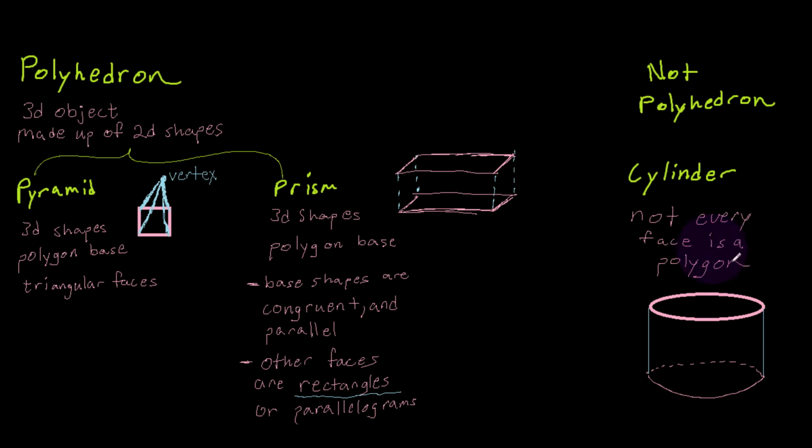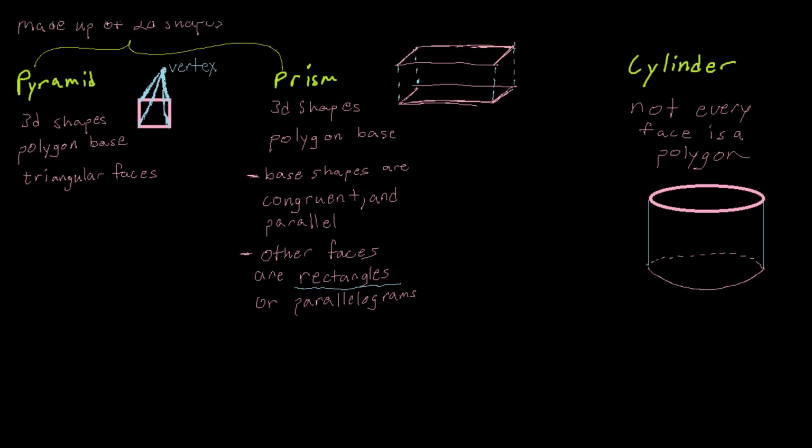Later we're going to look at how we can break these shapes up into something called nets, which help us look at each individual 2D shape a little bit better. Before we end this video, what I want to do is talk about pyramids and prisms just for a little bit longer. Pyramids and prisms, let's get some room on the screen here.